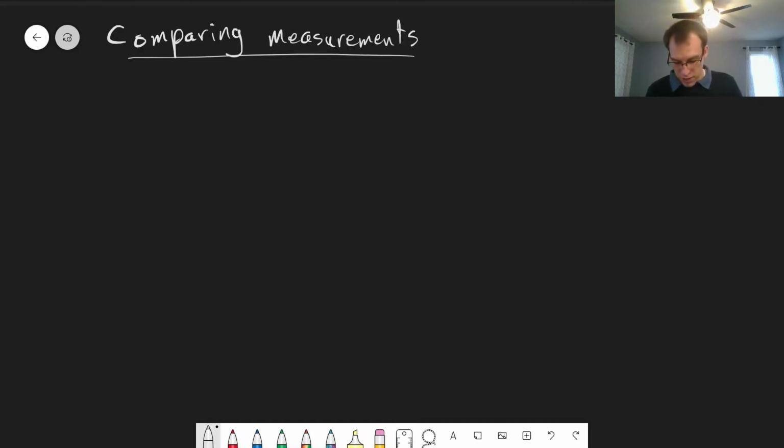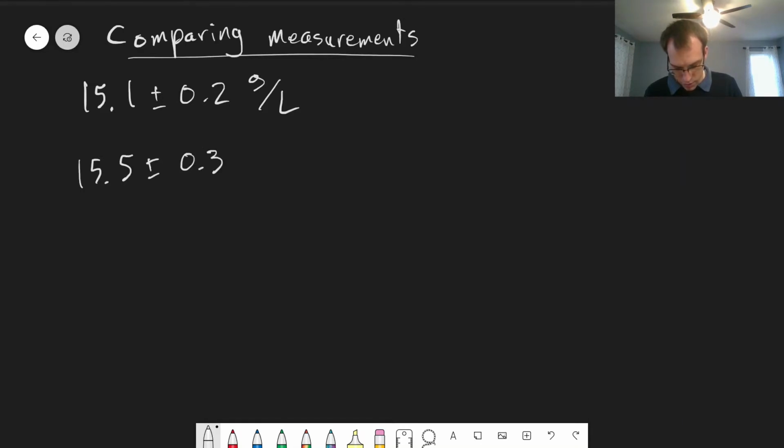Because you could measure, say, a value of 15.1 plus or minus 0.2, well, maybe not molar, grams per liter, and your friend measures 15.5 plus or minus 0.3 grams per liter. Do these agree? Or did you get statistically significantly different values? These are the sort of questions that we want to be able to answer with statistics.